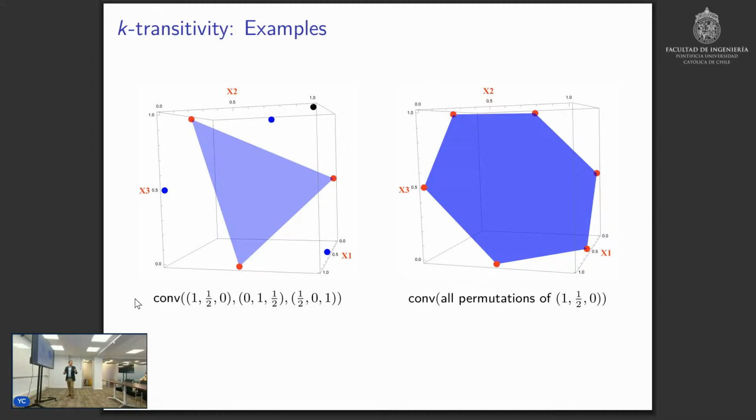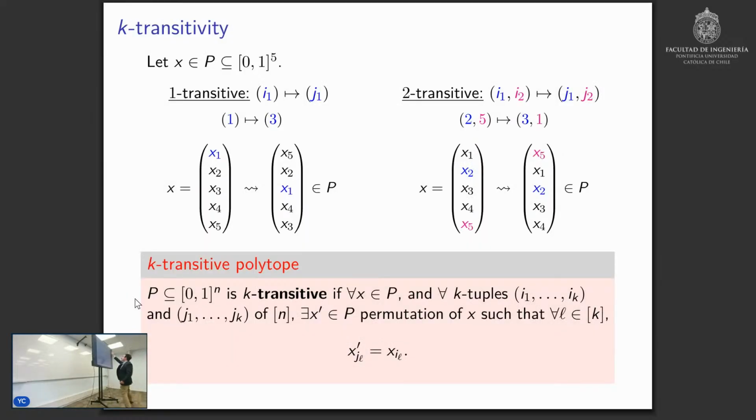Now, what if you do the following? Let's see whether this is 2-transitive or not. For being 2-transitive, you need to pick 2 pairs of indices. So let's pick 1 and 2. Now we can say, I want to send 1 to 2 and 2 to 1.